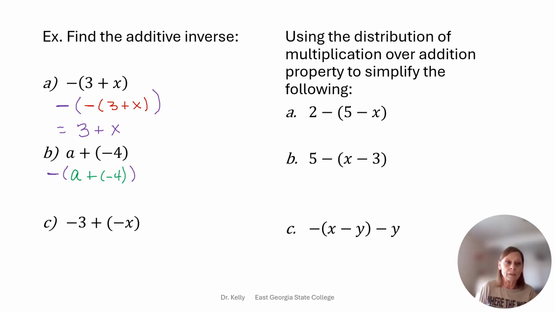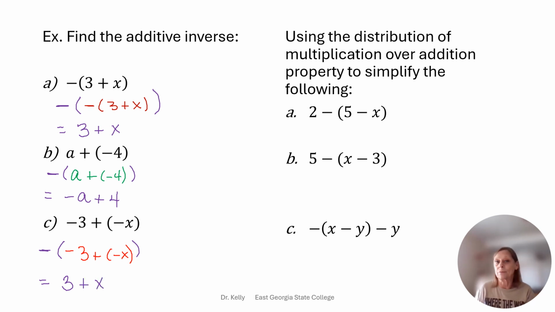Now, what is the opposite of a? That's going to give us negative a. And what's the opposite of negative 4? That's going to give us a positive 4. Let's do this one. It's going to be negative. This stuff here, let's see what that stuff's going to be. It's going to be this negative 3 plus this negative x. So the opposite of negative 3 is 3, and the opposite of negative x is x.